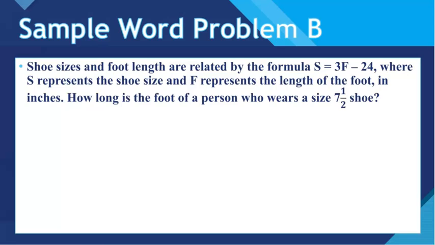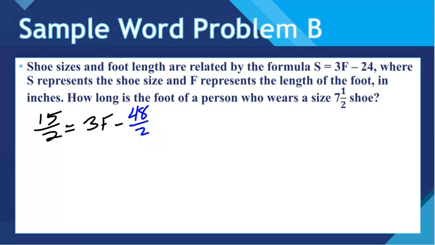And the size of the shoe is 7.5. So I'm going to put that in for S. I'm going to put that as an improper fraction. So that would be 15 halves. So I have 15 halves equals 3F minus 24. And I'm going to make that an improper fraction because I'm going to have to do some combining. So that would be 48 halves, because 48 divided by 2 is still 24.